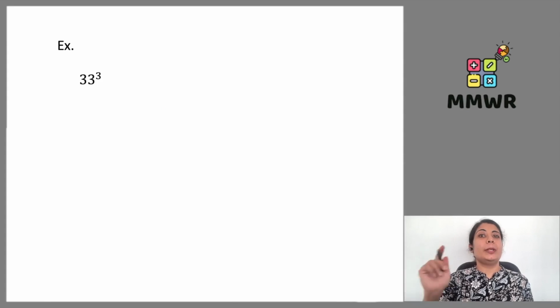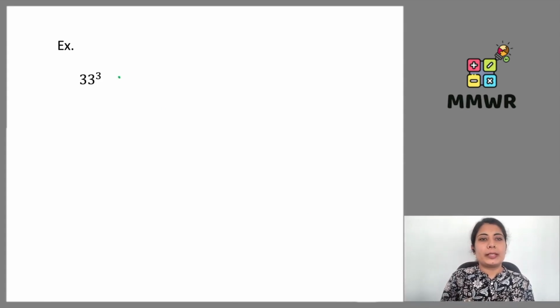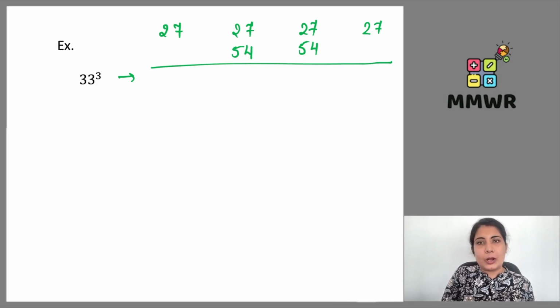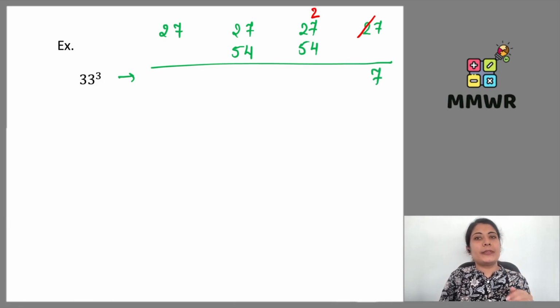Let's move to the next example, 33 cube. I'll be showing you both the methods. First, by the method a cube, that means 3 cube. 3 cube is 27. Exactly 27 we will write everywhere in all 4 columns. Now we simply have to take twice the middle numbers. 27 twice is 54. Here also it will be 54. Now out of this 27, we'll be keeping 7 below and forwarding this 2 to the next column. So 7 here. Now 27 plus 54 will be 81.